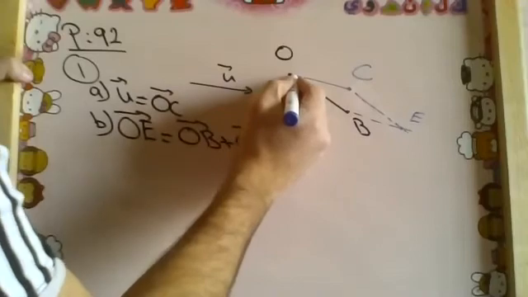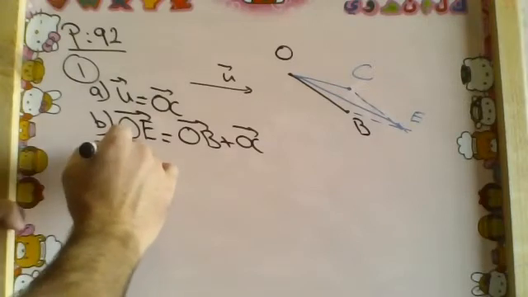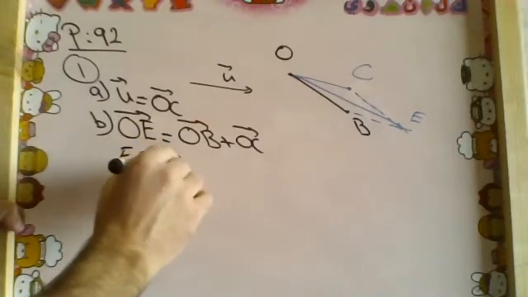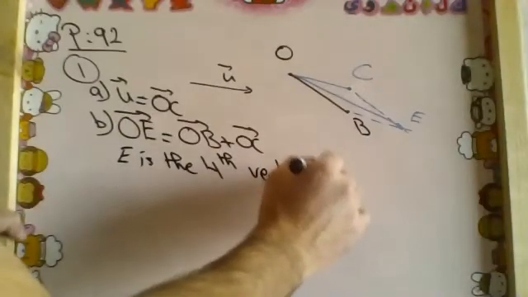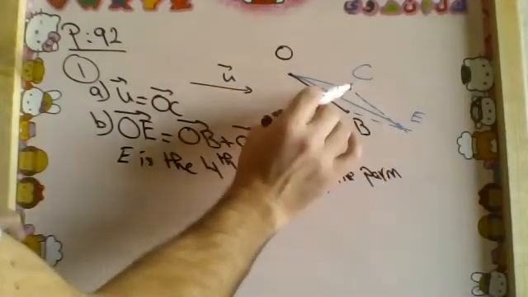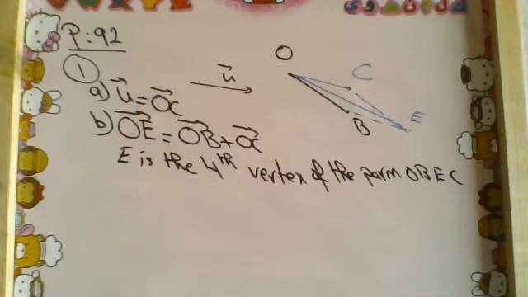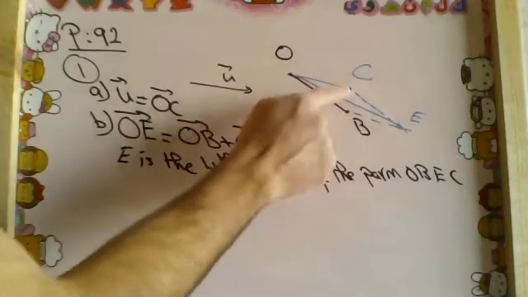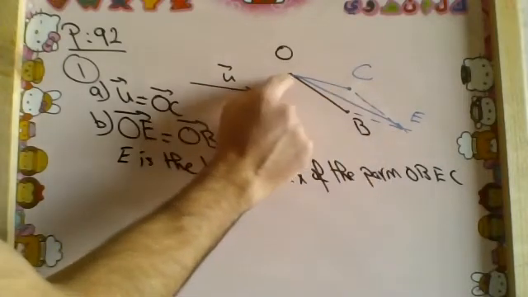Okay. Here we have, according to the parallelogram rule, E is the fourth vertex of the parallelogram OBEC. Again, to plot this point, from B draw a line parallel to OC, from C draw a line parallel to OB. The point of intersection will be point E, because here you will get the parallelogram OBEC.